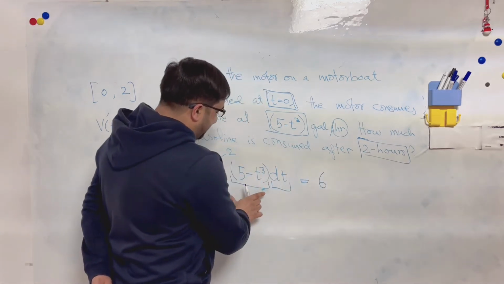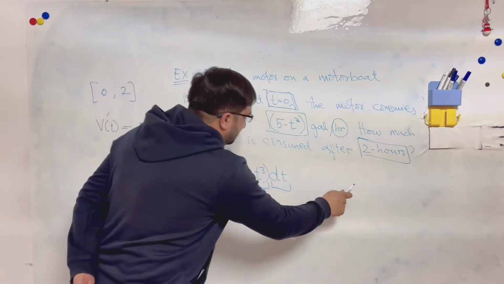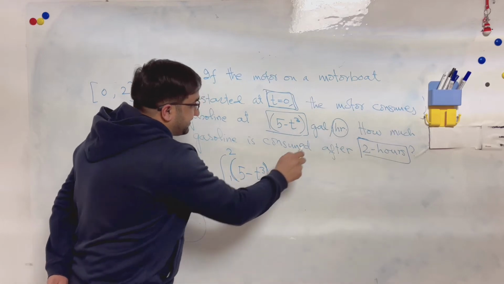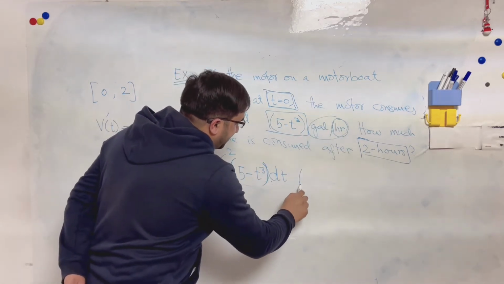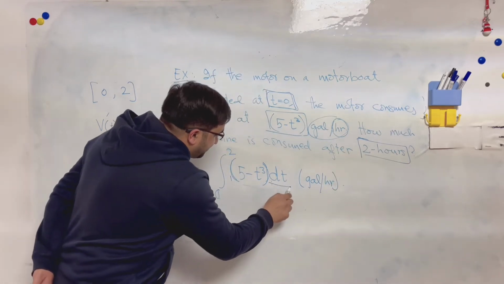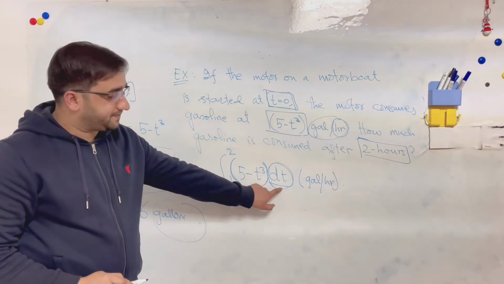The answer for this is 6. Now look. The unit of this expression is gallons per hour. So let me write it here, gallons per hour. What is the unit of this expression when taking the derivative?